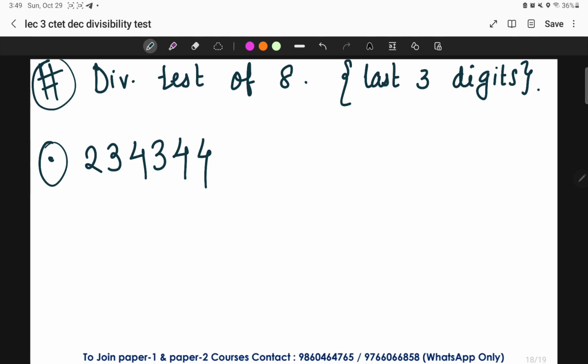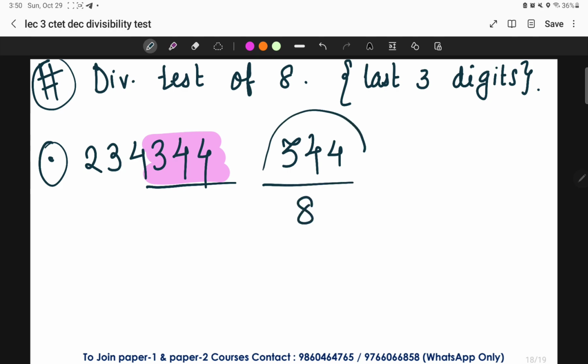If I look at the last three digits, what are they over here? 344. Just consider these last three digits. The last three digits are 344. Divide this 344 by 8. Check whether 344 is divisible by 8 or not. So we can clearly see that 344 is divisible by 8. If it is divisible by 8, then the original number is also divisible by 8.